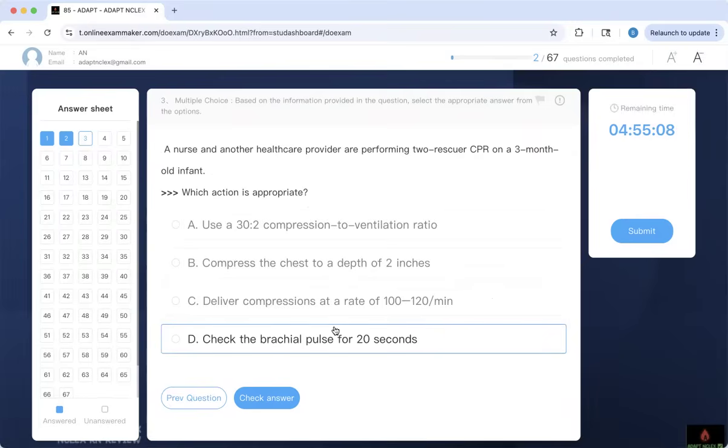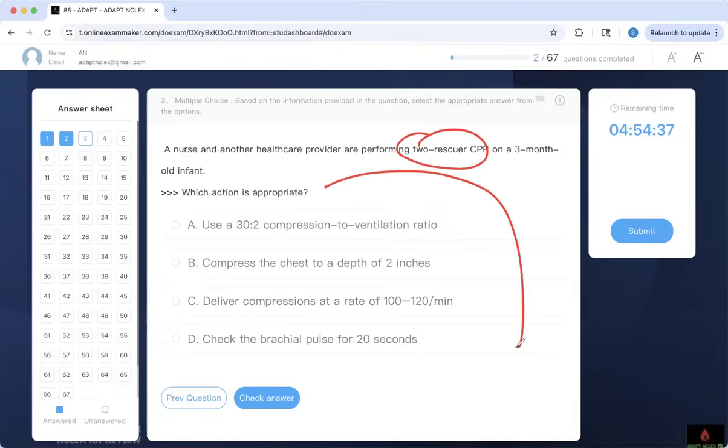Two healthcare providers are performing rescue CPR on a 3-month-old infant. This is a cardiology question. After I read the question, I will tell you where it's coming from so that you can write it down and then go read about it, more concept. Which action is appropriate? CPR for a child, but look at it. There's a buzzword there. What is the buzzword? Two rescuers. That is your buzzword.